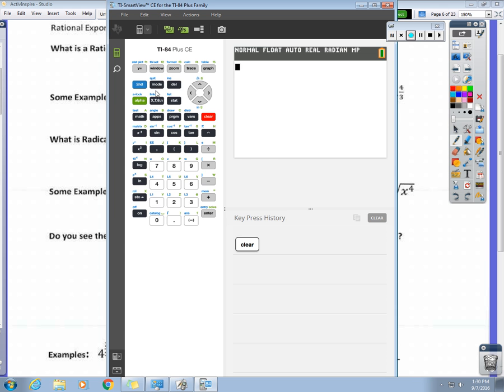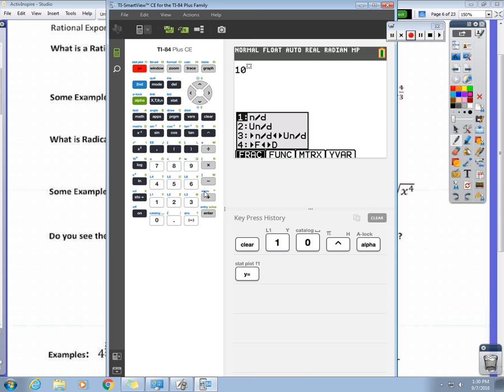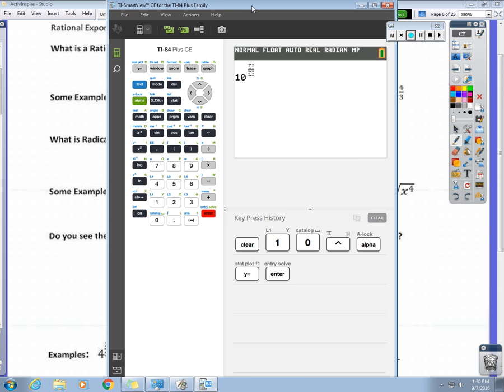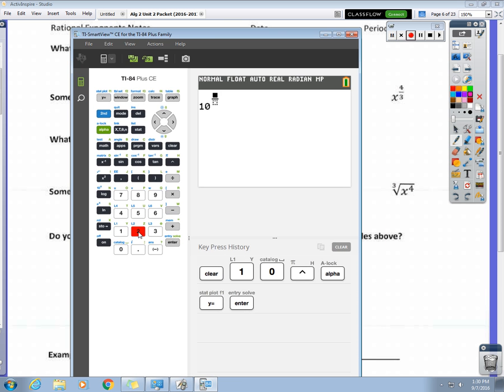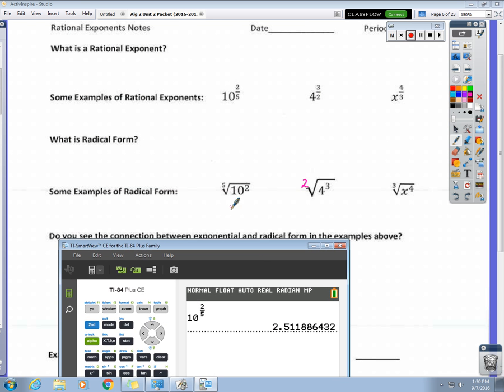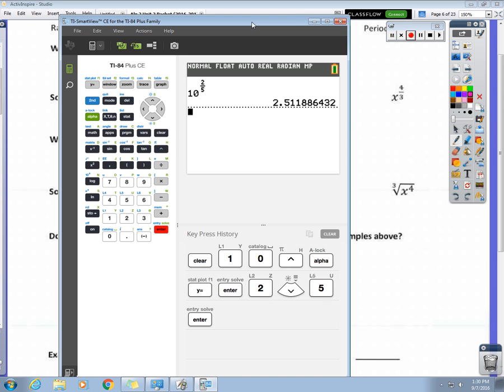Okay, so the first thing you would have to type in is the 10, of course. To raise it to an exponent, you use the caret button. And then since it's a fraction, you have to do alpha y equals to pull up your n over d, numerator over denominator. And our fraction is 2/5. And so what does that equal? Right, 2.51.